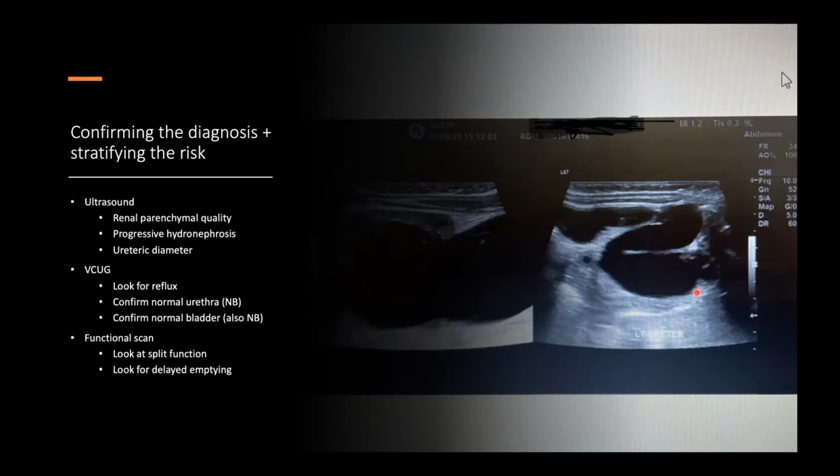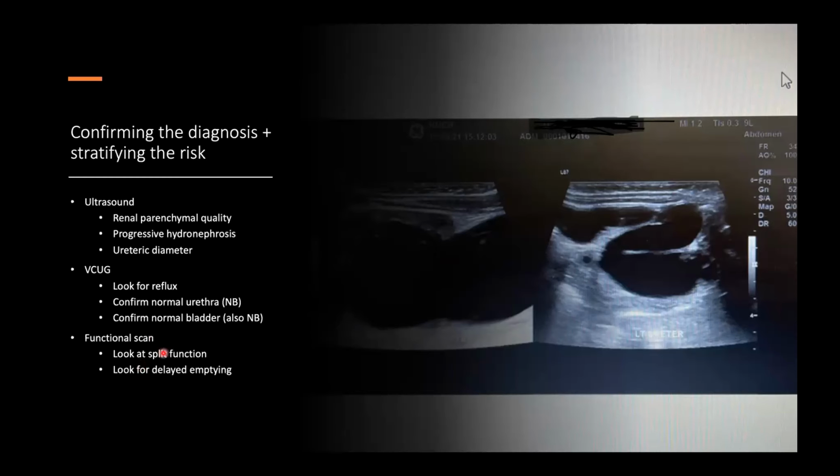The ureteric diameter, so this is a patient with a very, very tortuous ureter. I think her diameter was about 1.5 centimeters at its maximum distally. The ureteric diameter on its own won't guide you particularly with regards to surgery, because even very wide ureters can resolve on their own, but you want to get serial measurements. And if you've got a ureter that's increasing in size, you might want to think about intervening.